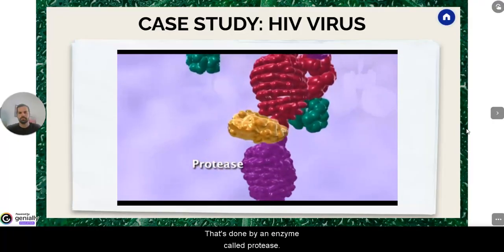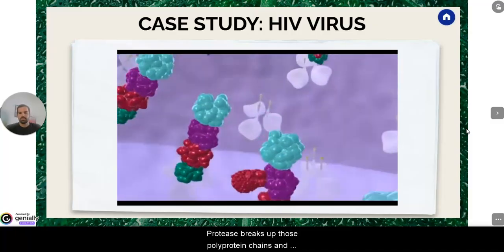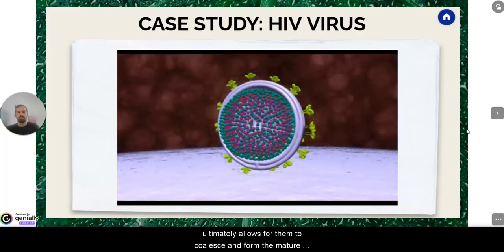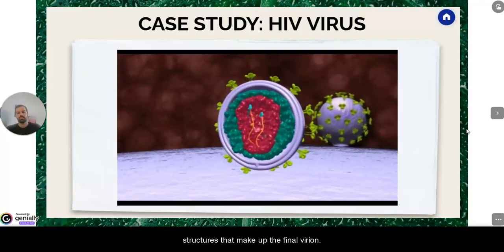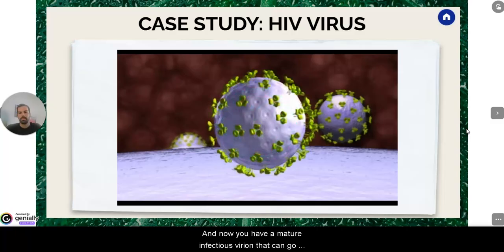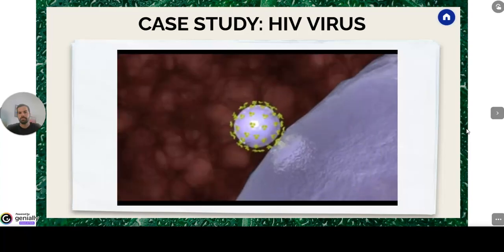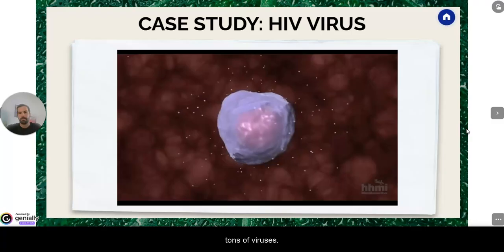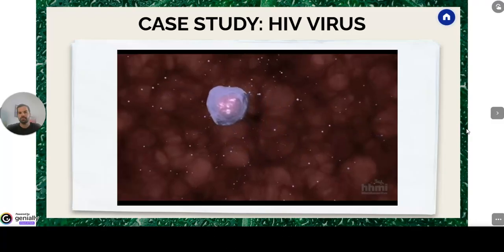That's done by an enzyme called protease. Protease breaks up those polyprotein chains and ultimately allows for them to coalesce and form the mature structures that make up the final virion. And now you have a mature infectious virion that can go on now to infect other cells. Once that happens, now the cell can produce tons of viruses, and this is really what then keeps the whole process going.